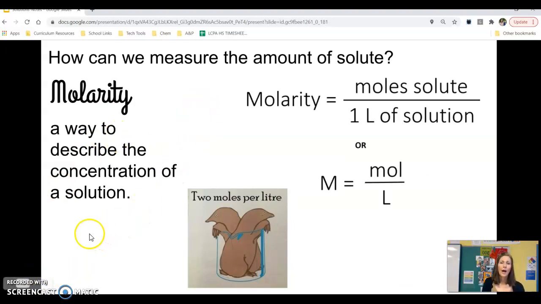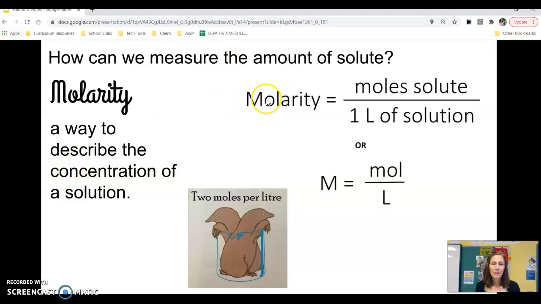All right, so how can we measure the amount of solute mathematically? In chemistry, we always look at things qualitatively and quantitatively. Qualitatively, visually, we can see that there are crystals on the bottom and it's not dissolved. Quantitatively, we can measure that using this term of molarity. I really like this picture of 2 moles per liter. So there's 2 moles in a little beaker down here. But really, molarity is a way to describe the concentration of a solution, concentration meaning how much solute I have in that solution.